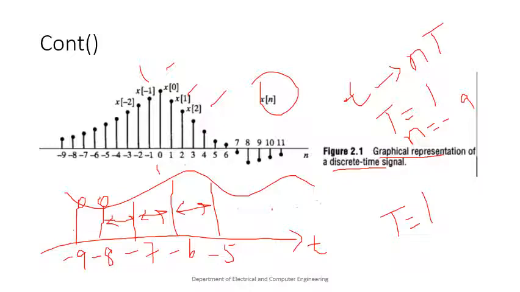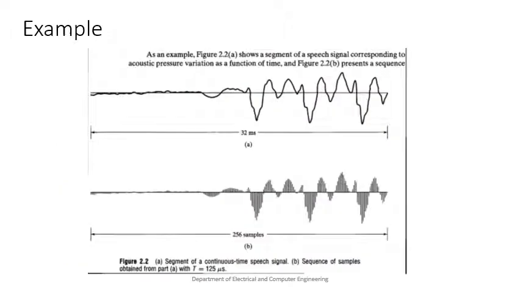So let's move on to the next slide. Now this is an example that shows a segment of a speech signal, which is of 32 milliseconds duration. This segment of speech signal corresponds to acoustic pressure variation. So this is the variation in pressure as a function of time.